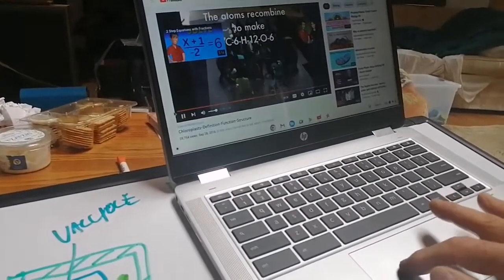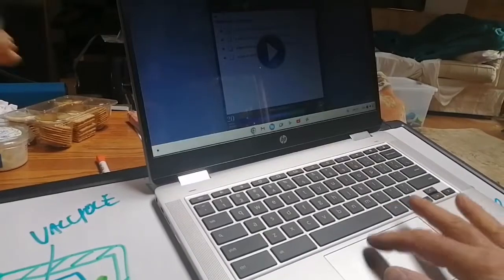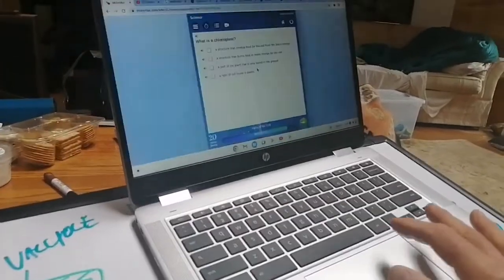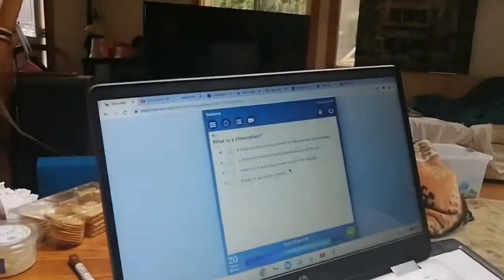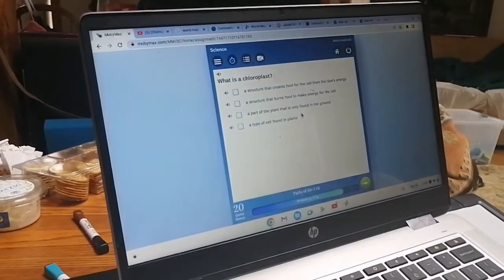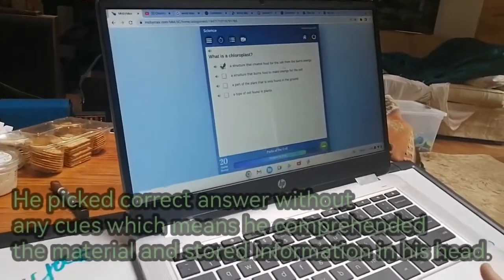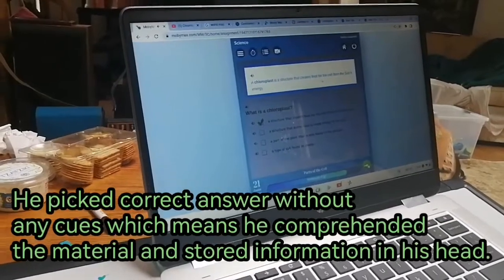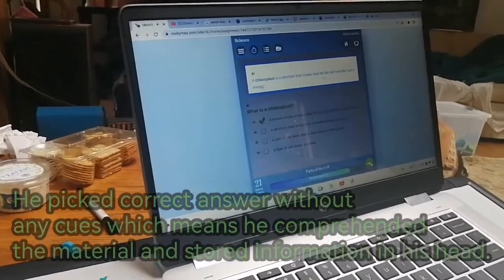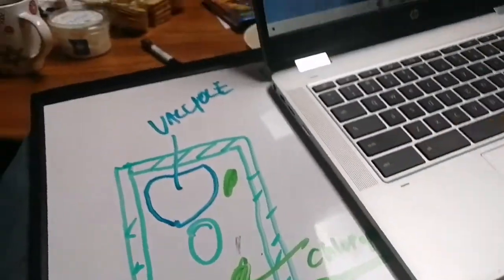All right, so let's go to the... All right, we don't have to get that complicated. Okay, now what is a chloroplast? You got to pick one of these things. Now look at all the answers. Structure that creates food for the cell from the sun energy. There you go. Very good. Good choice. A chloroplast is a structure that creates food for the cell from the sun's energy. There you go. See, there they are, and it makes the green in the plants.